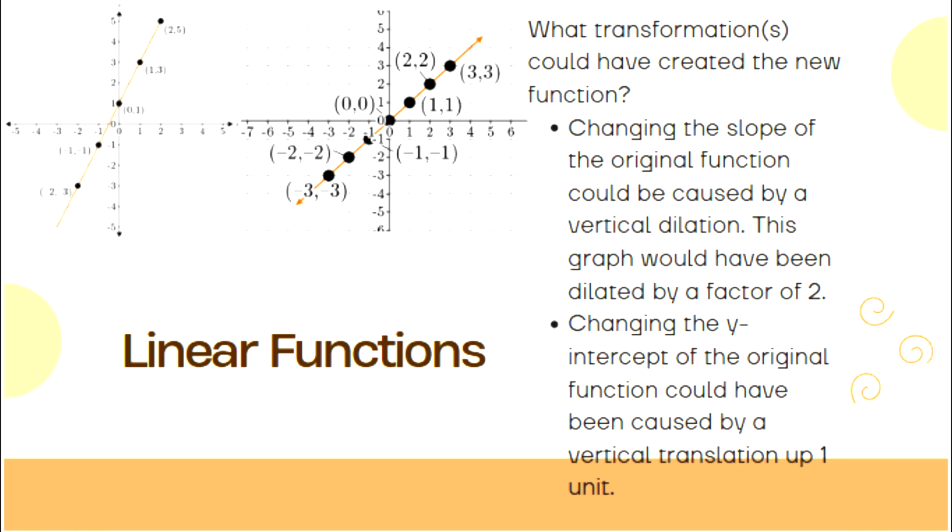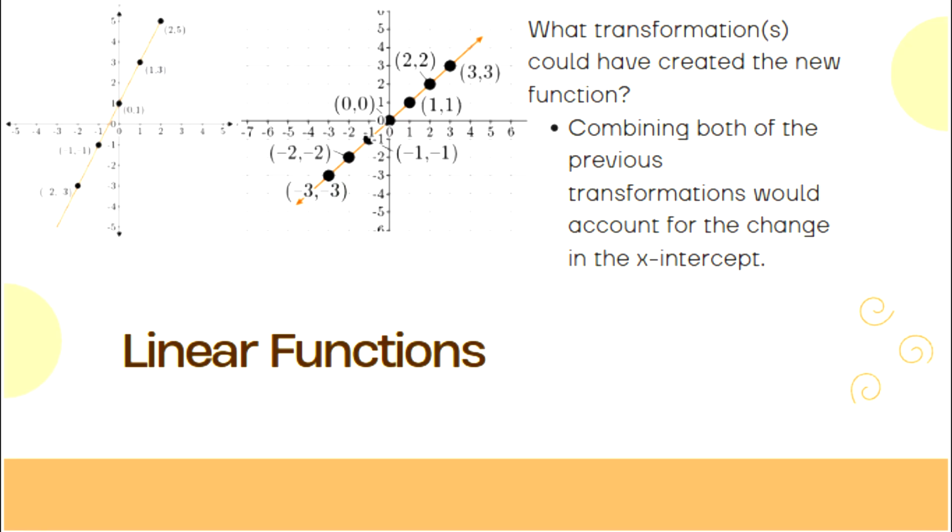What transformations could have created the new function? So changing the slope of the original function could be caused by a vertical dilation. This graph would have been dilated by a factor of 2. Changing the y-intercept of the original function could have been caused by a vertical translation up 1 unit. So they're saying they dilated it by a factor of 2, and then they translated it up 1 unit to make it cross through that y-intercept of 1. Combining both of the previous transformations would account for the change in the x-intercept. So it would take care of everything that happened to those two transformations.